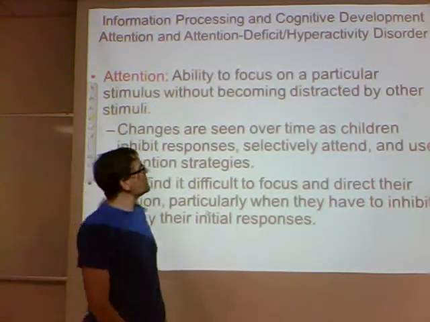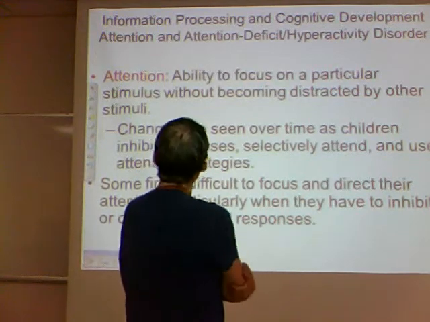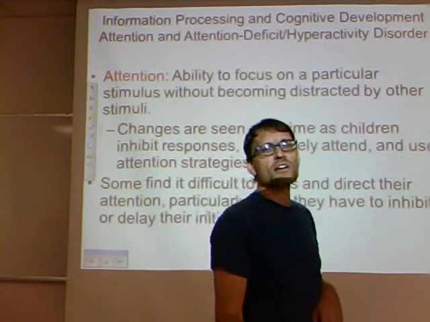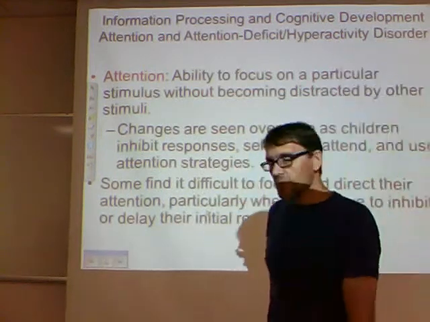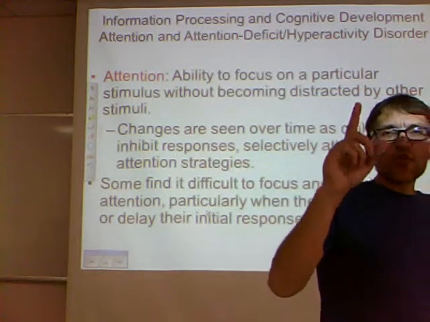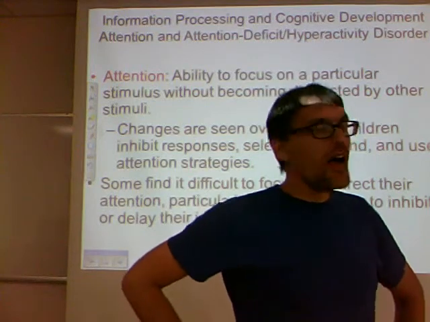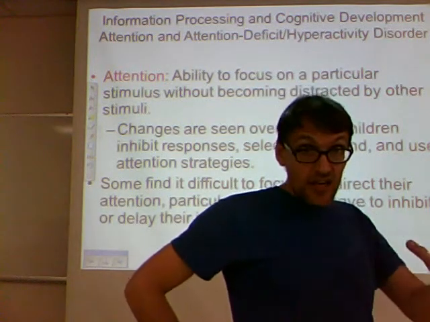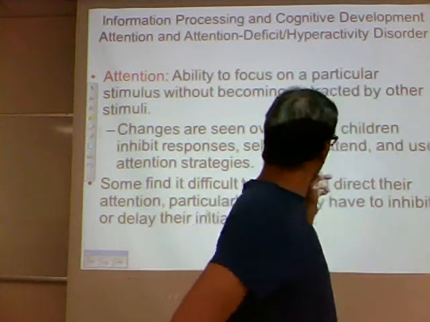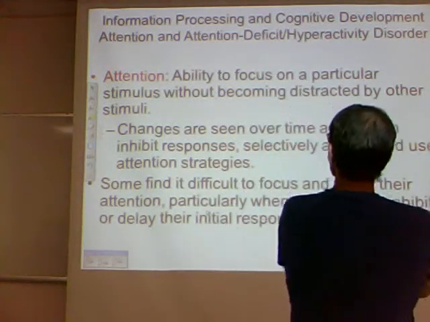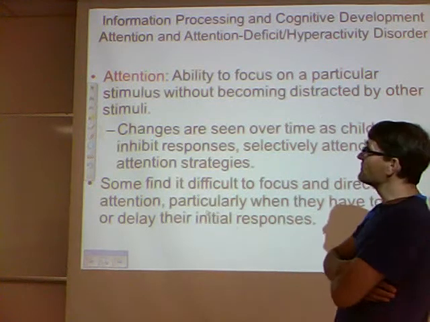Attention, however, is the ability to focus on a particular stimulus without becoming distracted by other stimuli. Suffice to say, we're going to be talking about memory a good bit here. But the first step in memory is always attention, because without attention, nothing enters the cognitive system, right? Nothing comes in without attention. So attention is the ability to focus on a particular stimulus without becoming distracted by other stimuli.